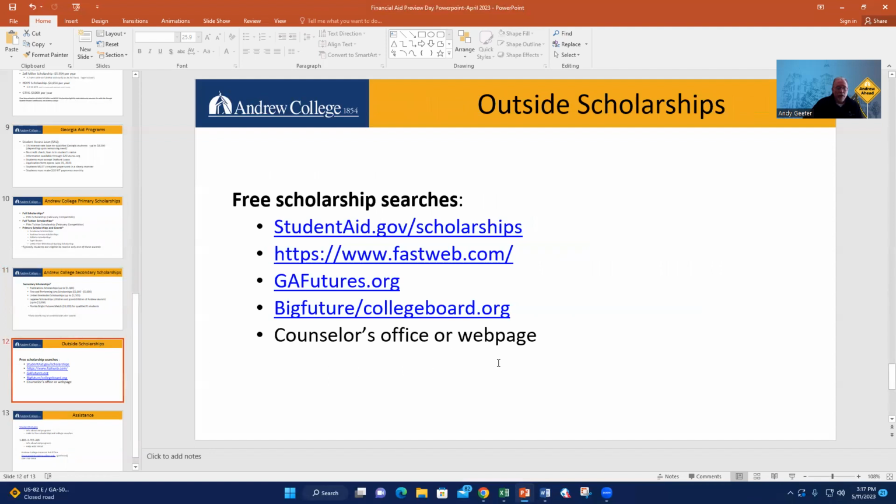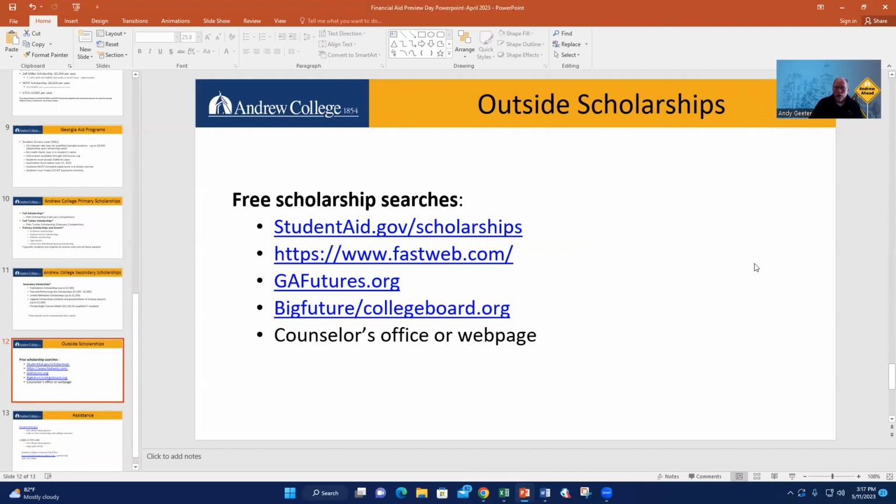Now, outside scholarships: the timing's quickly drawing to an end for a lot of those, but there may still be a few available. We recommend a number of websites: studentaid.gov/scholarships, fastweb.com, georgiafutures.org, and Big Futures, which is a College Board product.